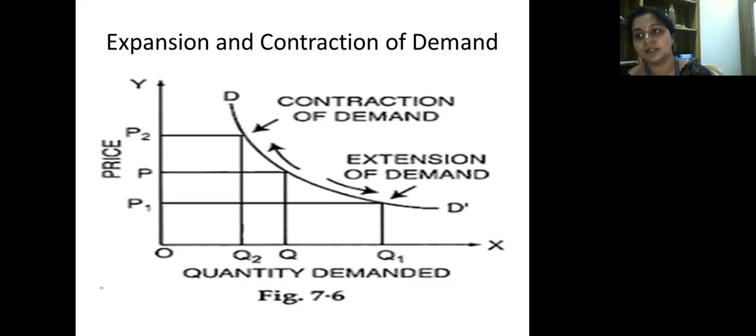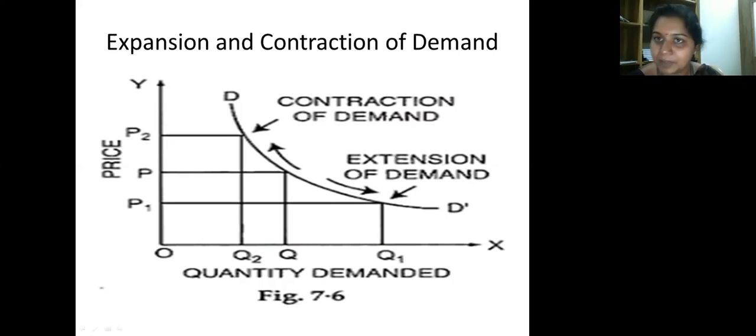Other than price, we have, for example, the income level of the consumer. When income increases, what will happen? The demand will increase. Population, taste and preferences. All these things you have studied as determinants of demand. Now we are applying those determinants to the concepts, and the questions they usually ask in the NET exam. See here, the first concept is expansion and contraction of demand.